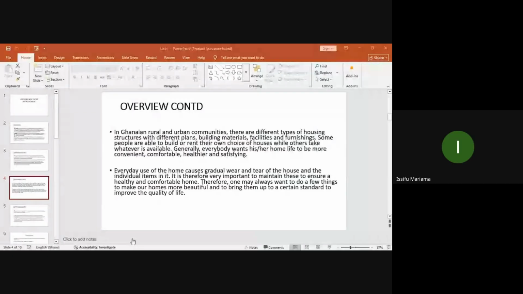Access to social amenities. Francisca, your hand is up. Madam, sometimes it helps save cost, because instead of paying, you can use the community household production for free to your benefit. Okay.